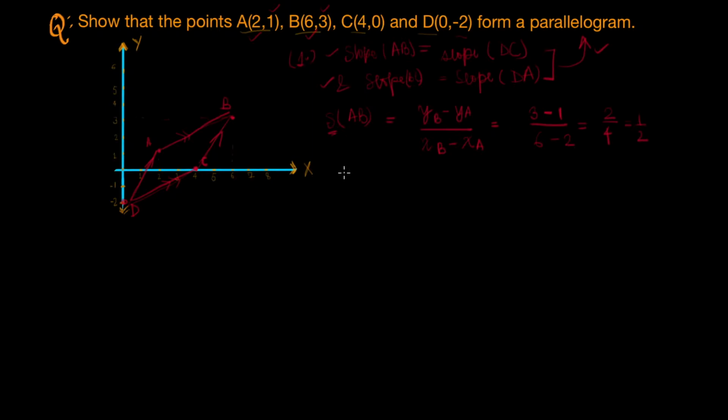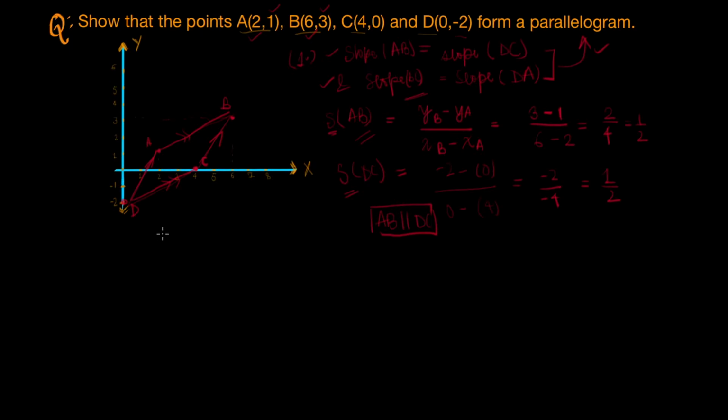Similarly, we can evaluate the slope of DC. We subtract the y values, which is minus 2 minus 0, and 0 minus 4, which gives us minus 2 by minus 4, or simply 1/2. So evidently, the slope of AB is equal to the slope of DC, indicating AB is parallel to DC. So we have shown half of this. Now, to complete our solution, we need to show that the slope of BC also equals the slope of DA. Now that we have shown AB is parallel to DC, we must show that BC is also parallel to DA for it to be a parallelogram.